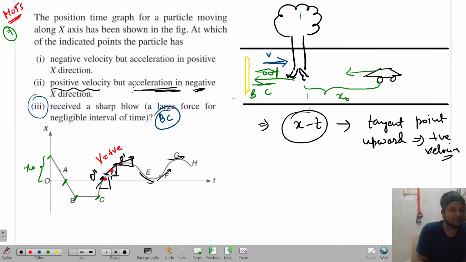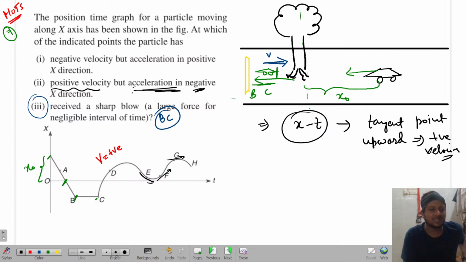This triangle is less. That means what? What has happened over here? Your velocity is decreased or not? Near the point D, what has happened? Tell me, everyone. Your velocity is decreased or not? Then only the slopes are decreasing at this range. Yes or no? Are you able to get me or not?